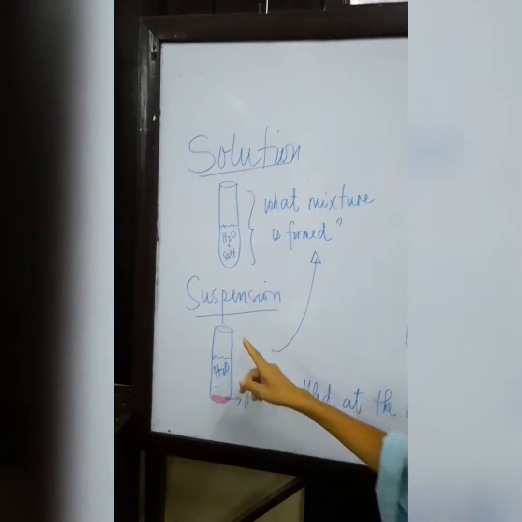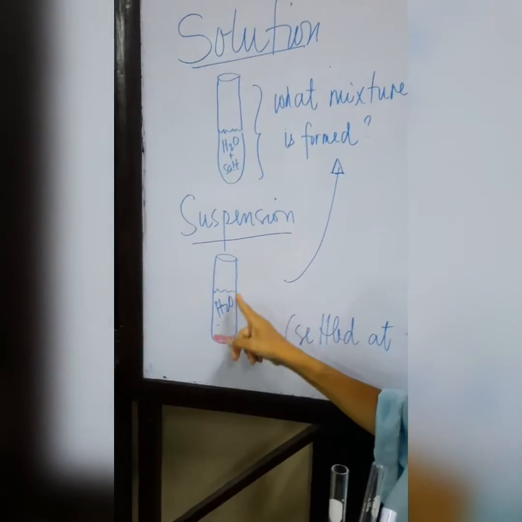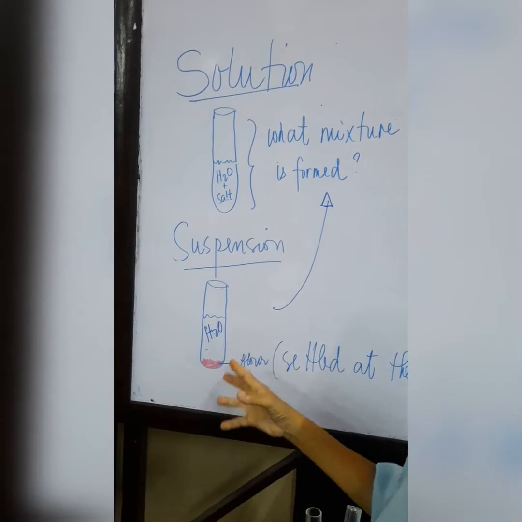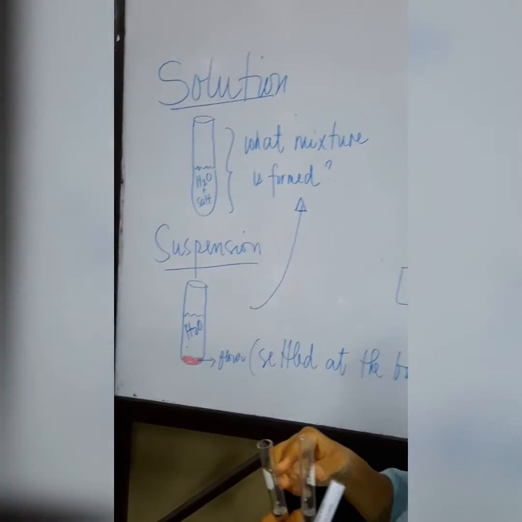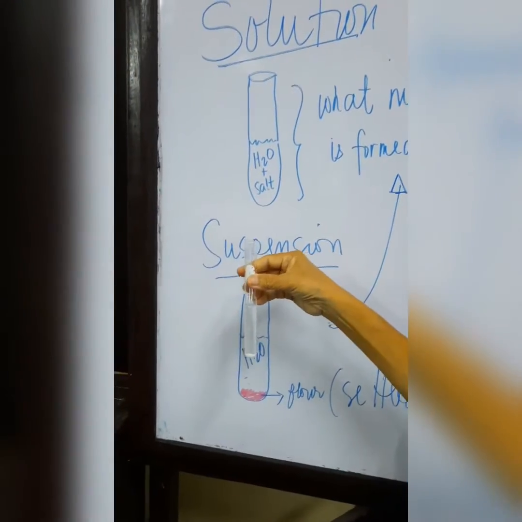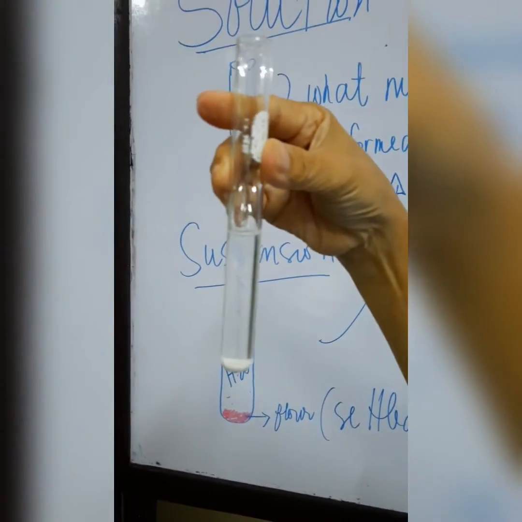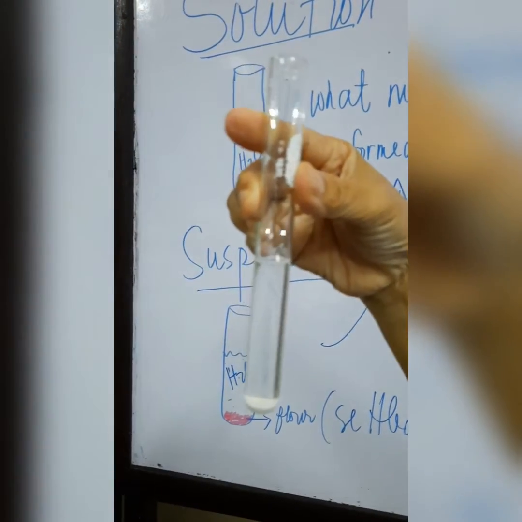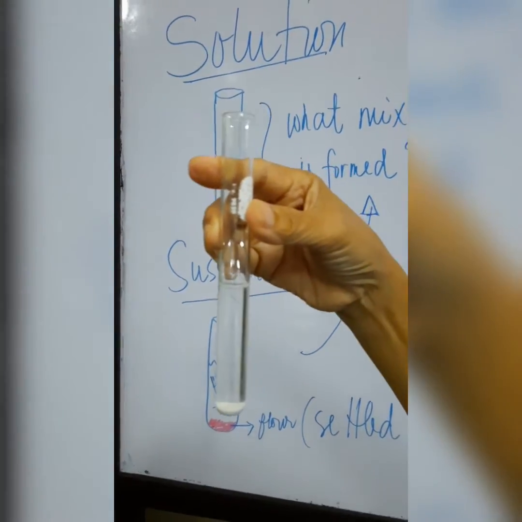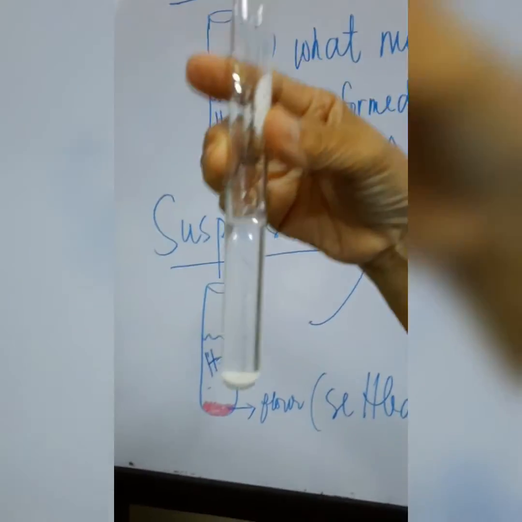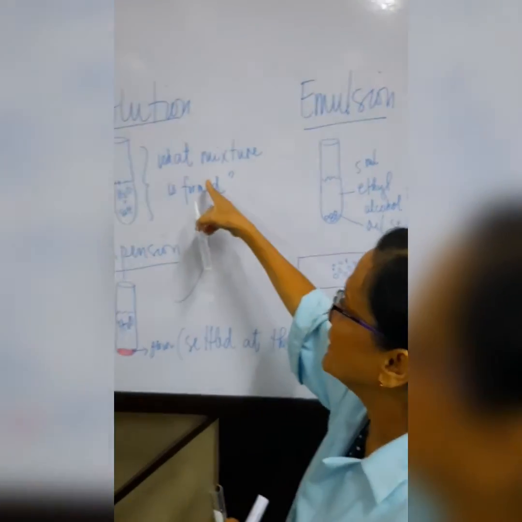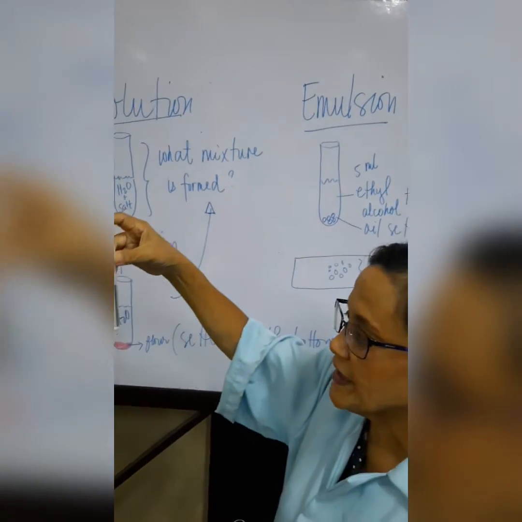And then next is the suspension. Now in suspension, again in a test tube with half-filled water, we added a pinch of flour. So this is the result after a minute of putting this aside. As you can see, the flour here settled at the bottom. Meaning to say, the water and the flour did not mix. So again, what mixture is being formed here in the suspension?